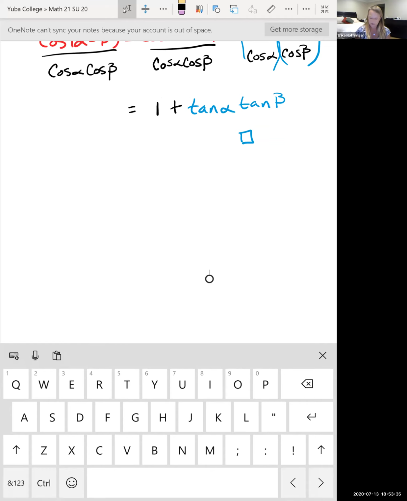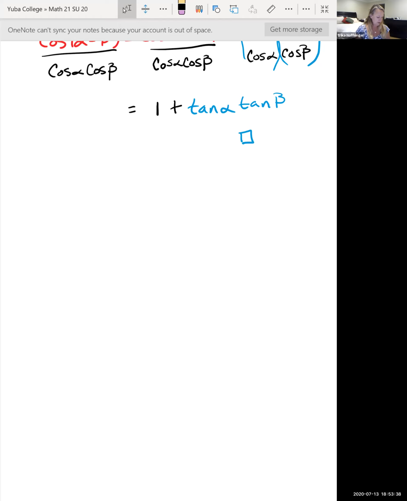So I don't know if you guys want to see more proofs or maybe jump into other bits. Probably jump.